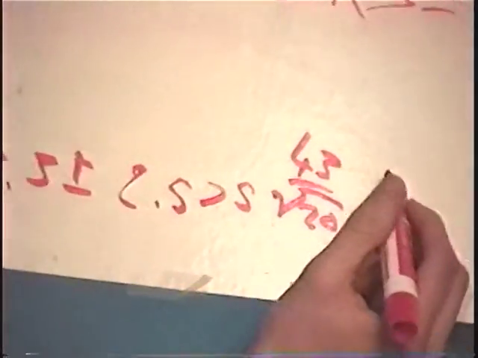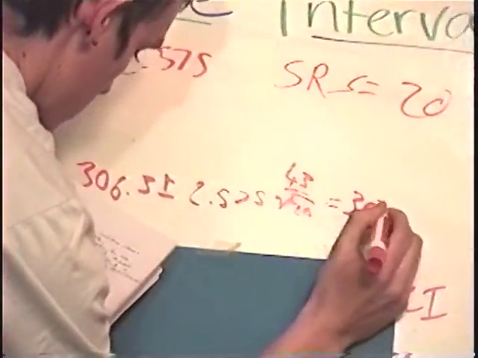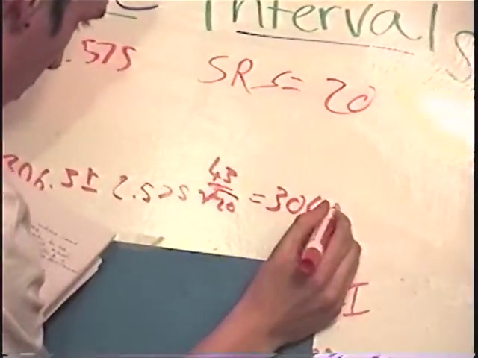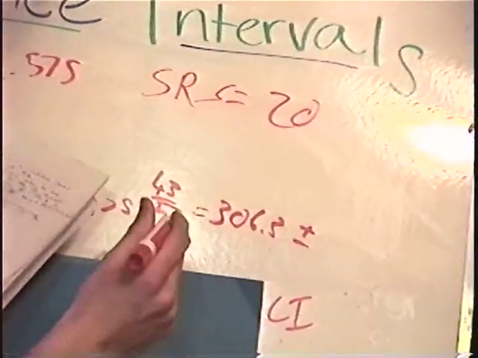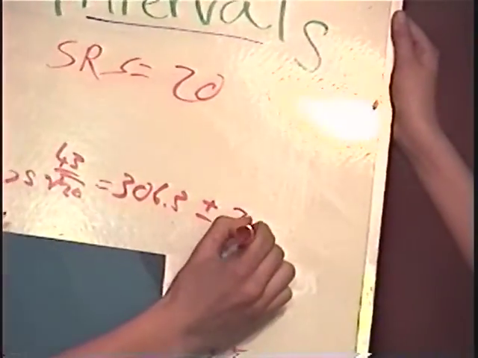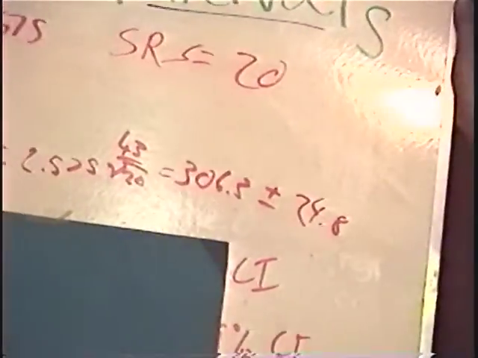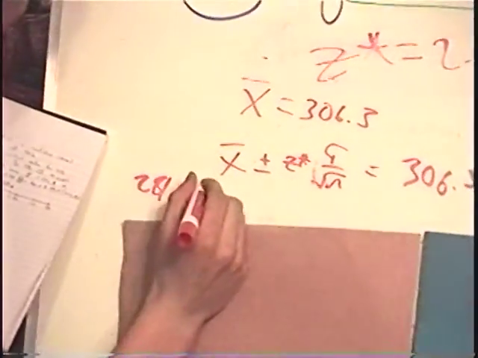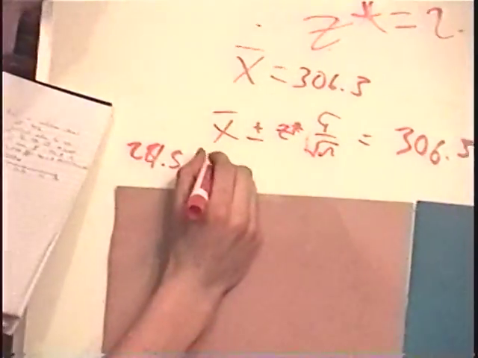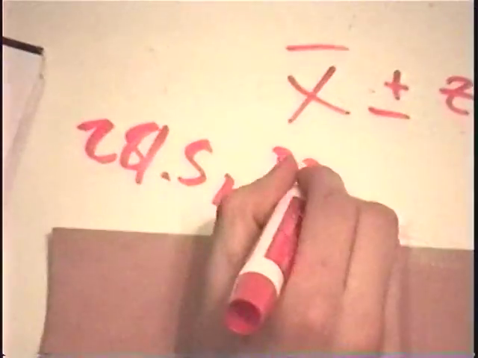With sample size n equals 20, 306.3 plus or minus 24.8, which gives us our spread from 281.5 to 331.1.